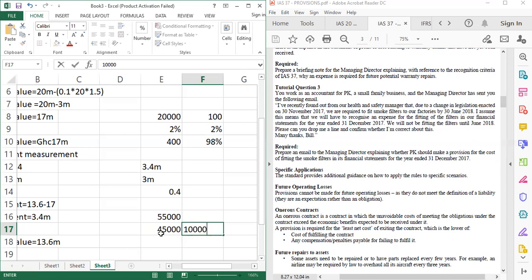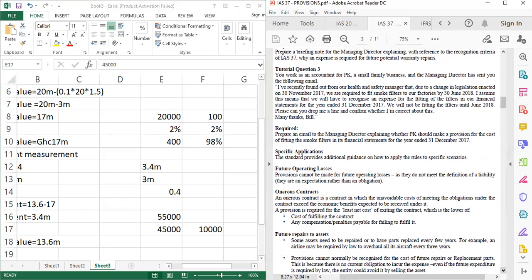You automatically terminate it. So a provision is required for the least net cost of exiting the contract, which is the lower of the cost of fulfilling the contract and any compensation or penalties payable for failing to fulfill it. So you make provision for the 45,000 because you are terminating it, so you pay only 45,000. But if the cost of terminating the contract is 55,000 and the cost of fulfilling the contract is 45,000, you continue to fulfill the contract and make provision for 45,000. Okay, that is what we call an onerous contract.